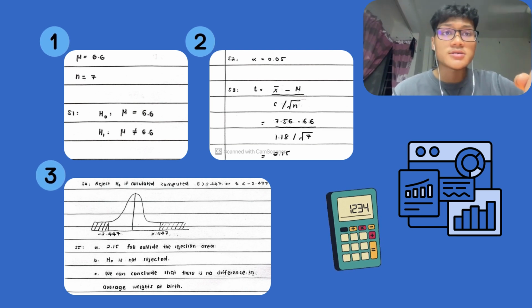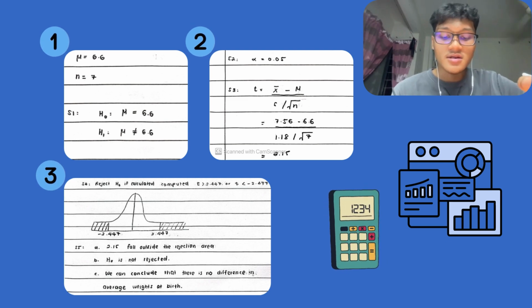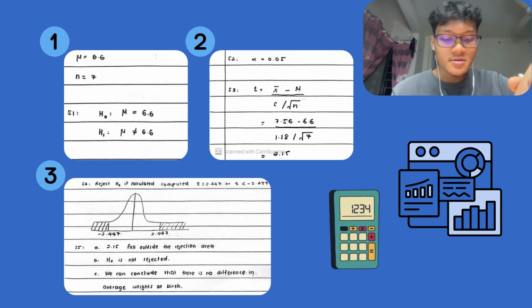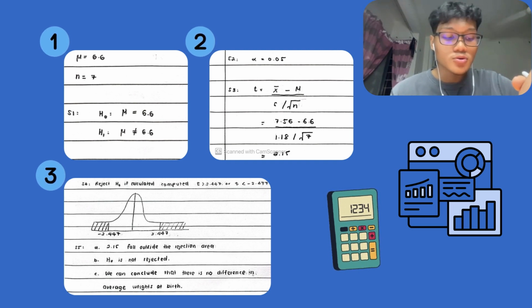Okay, so as shown in the slide, we have drawn the lines, and then for step 5, which is the conclusion, 2.15 falls outside the rejection area, so H0 is not rejected. And lastly, we can conclude that there is no difference in average weights at birth.